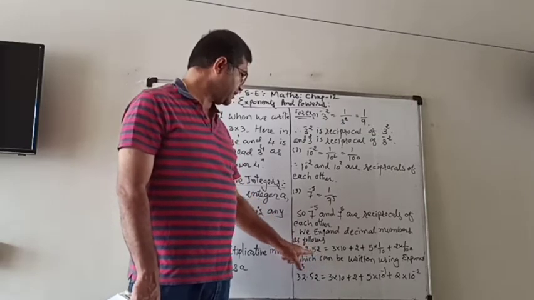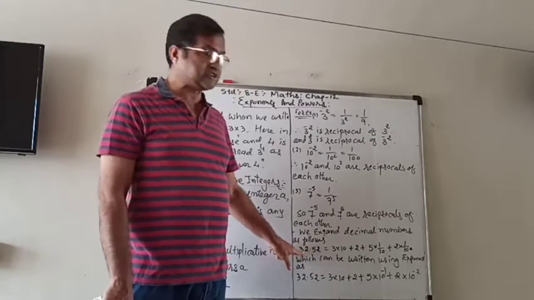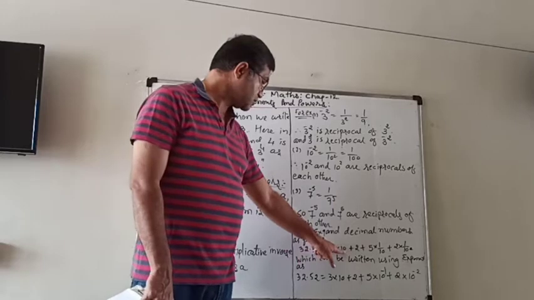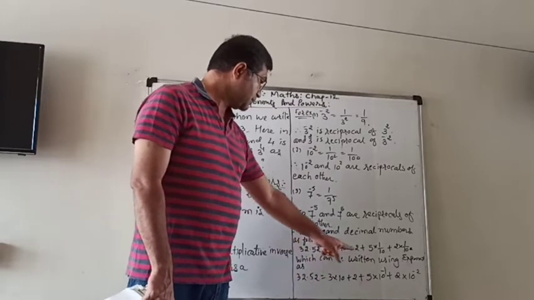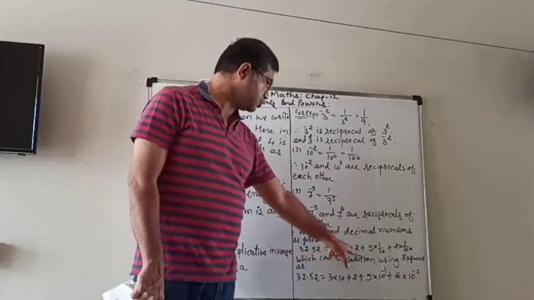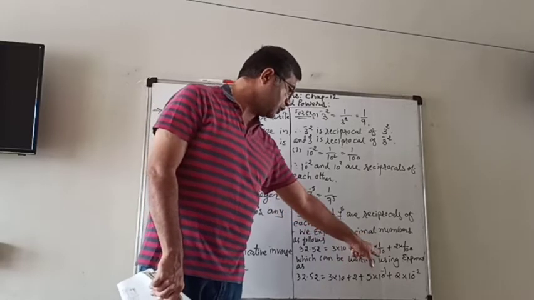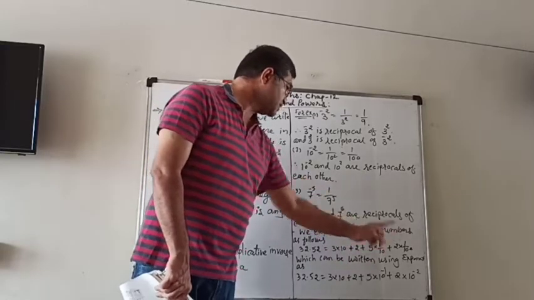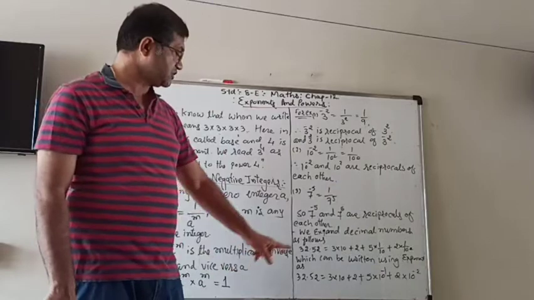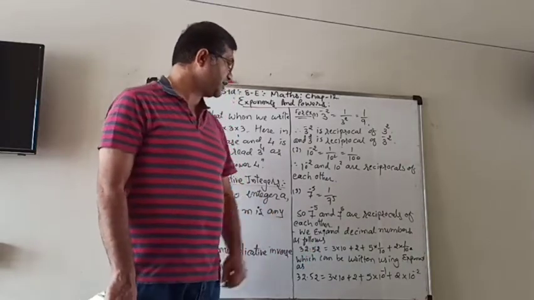32.52, we can write down 3 is in the tens place, so 3 into 10 or 10 raised to 1, plus 2 is in unit place, so 2, plus 5 into 1 upon 10, plus 2 into 1 upon 10 square, because it is in the hundredths place.